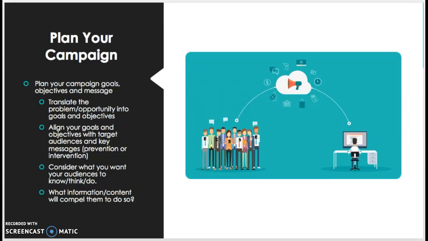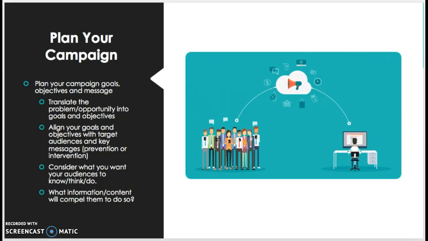The next step in the project is to plan your campaign. You're going to talk about what your goals are and what your message is. Think about the problem that you're addressing and change that problem into an opportunity, and develop goals and align those goals with your target audience. For example, if you want to address the problem of eating chips at school, you're obviously not going to target your campaign towards elderly people in retirement homes.